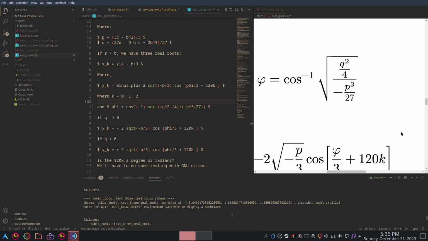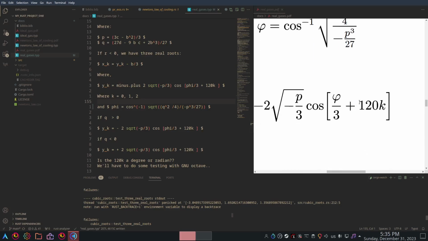I want to of course automate the test, but I'm not going to do it in this video. So I guess I will see you next time. We have also figured out that yes, indeed, this 120K here, this whole formula is in degrees. You have to change all of this into degrees. Phi is in degrees, 120K is in degrees. So that's the mystery that has been solved.